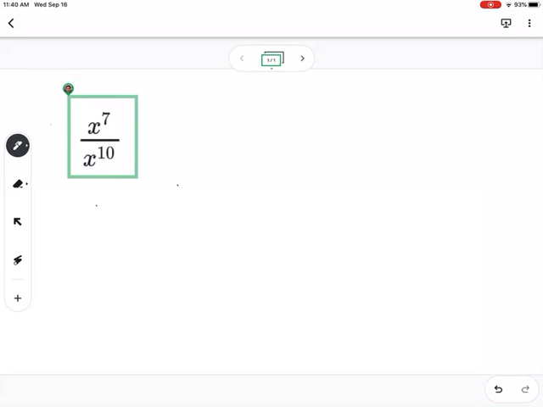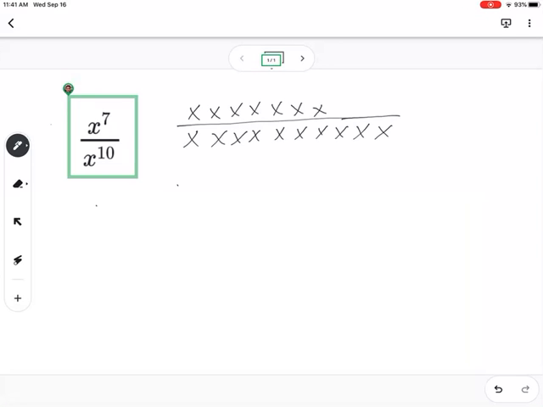Okay, this is a little explanation on the answer to our question: what do we mean when we get negative or 0 exponents? So here's an example of x to the 7th over x to the 10th, and we could write this out in expanded form, and we would get 7 x's on the top and 10 x's on the bottom, and using our expanded form method, all these x's will cancel.